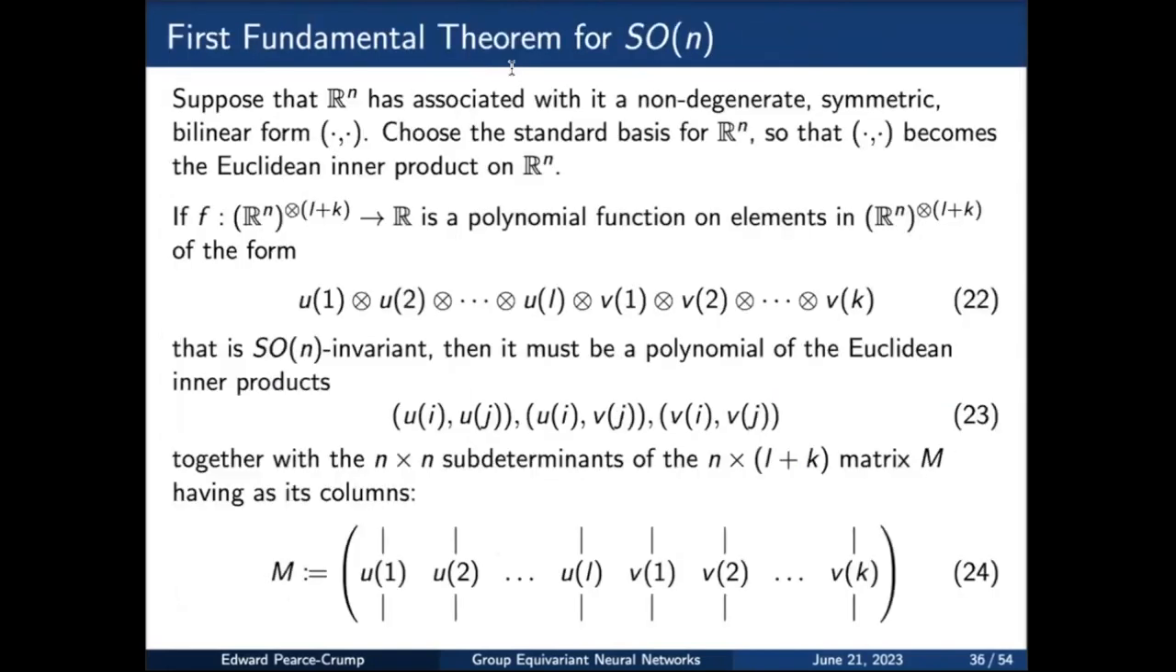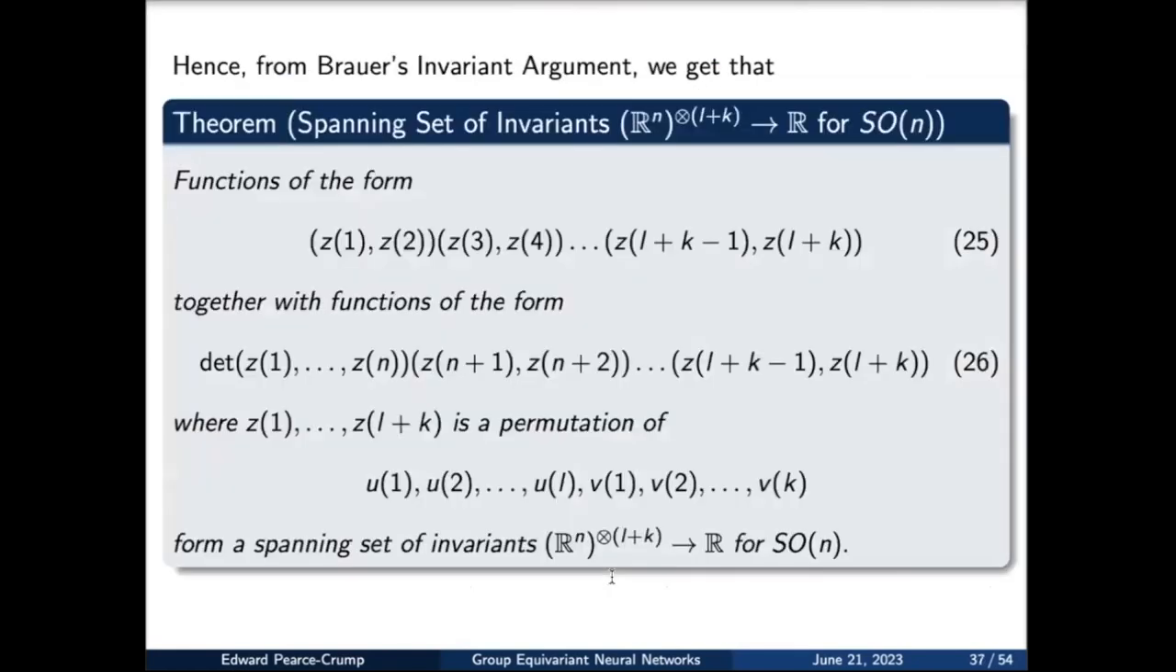And finally, there's another first one I'm going to throw for SON, where it's similar to ON. So you get these polynomials in these inner products, but also you now have to consider n by n subdeterminants of this matrix, where the matrix has all the vectors as its columns. And again, if you apply the same arguments as before, you're going to get the first type of set partition that I showed you, but also the other one where we've effectively removed n elements, right?